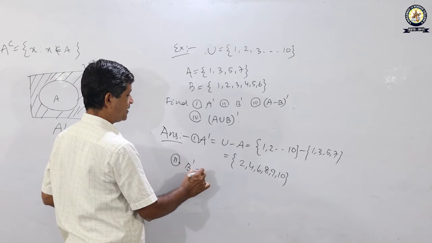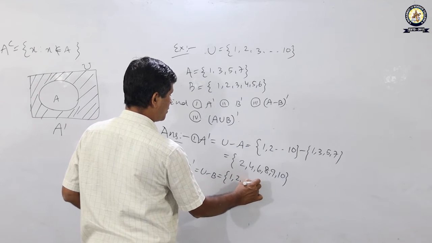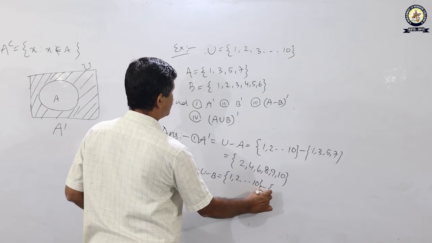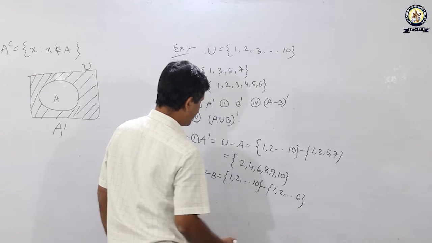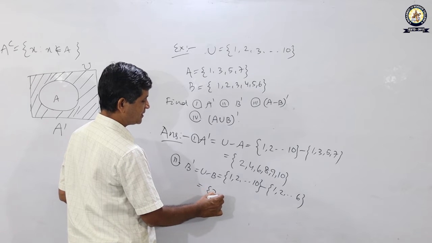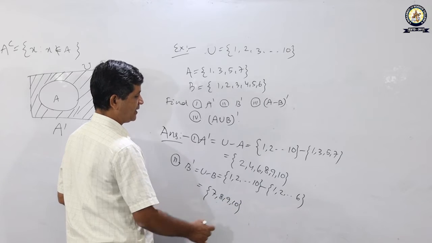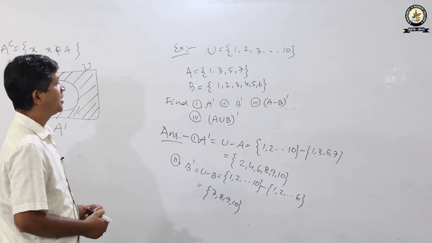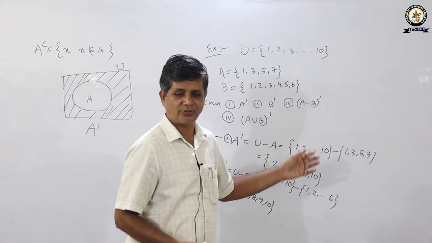What is B dash? B dash is U minus B. The U set contains the elements 1, 2, up to 10, difference, the B set containing the elements 1, 2, up to 6. So what are the B dash elements? Those elements are 7, 8, 9 and 10. This is B dash. Now we determine (A difference B) whole dash.